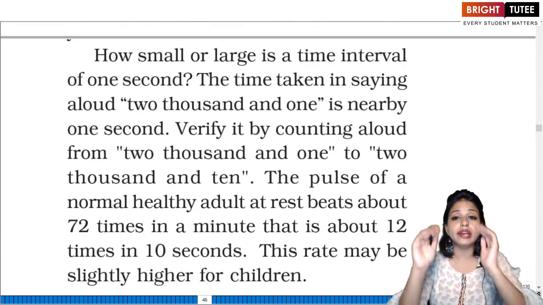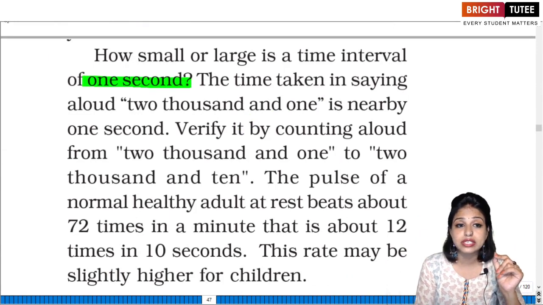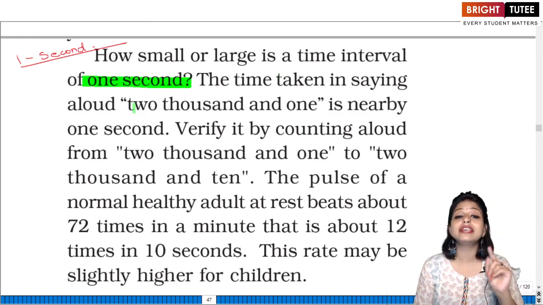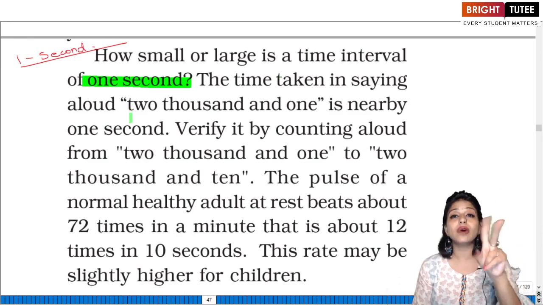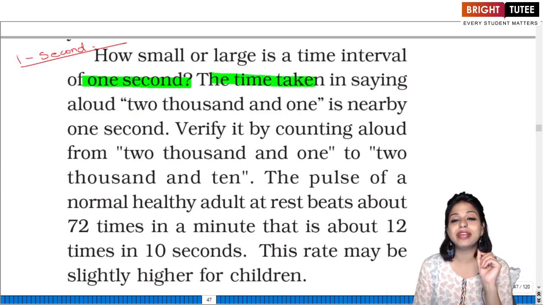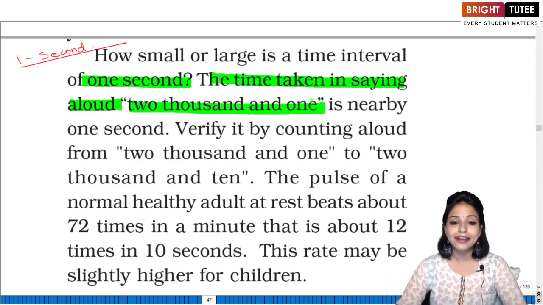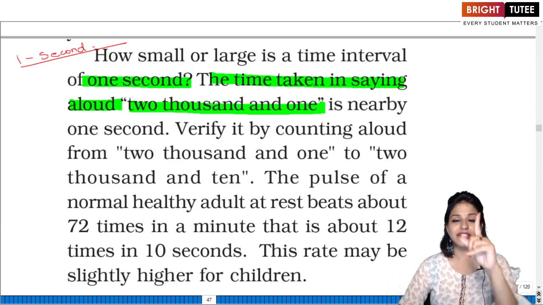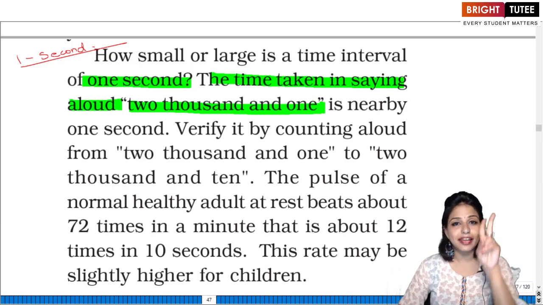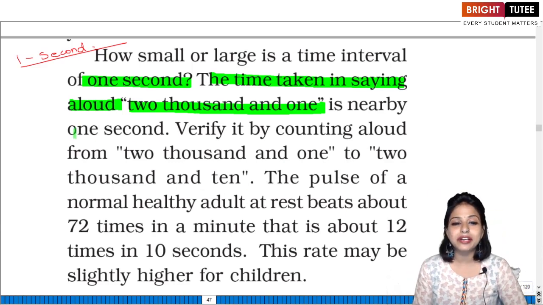Now, how small or large is the time interval of 1 second? This is the next question. Now, how big is 1 second, students? This is where we are going to define 1 second. The time taken in saying aloud 2001 is nearby 1 second. So that is a very cool way of remembering this. So the time taken to loudly say 2001 is 1 second. 2001, another second. 2001, another second. So it is nearby equal to 1 second.